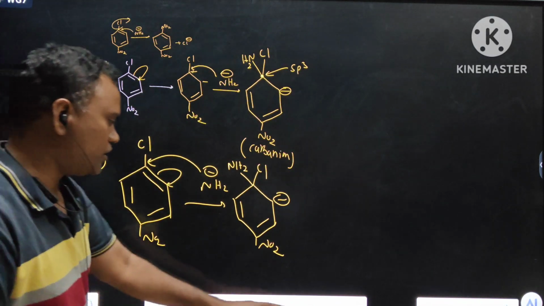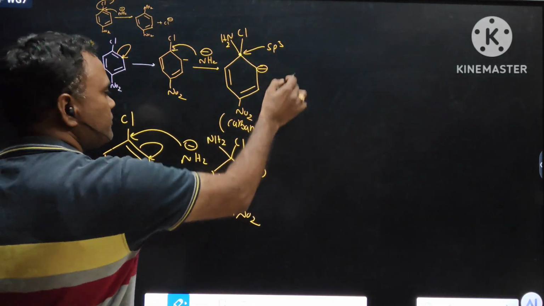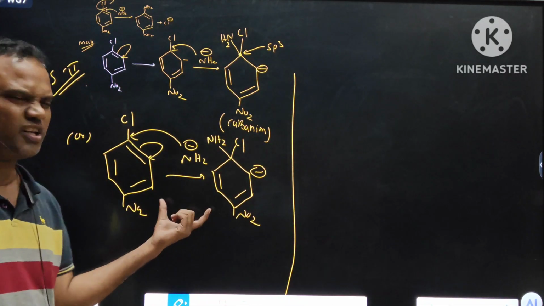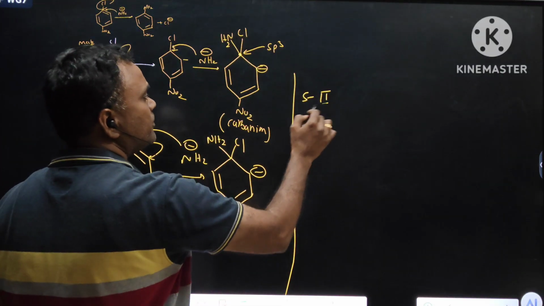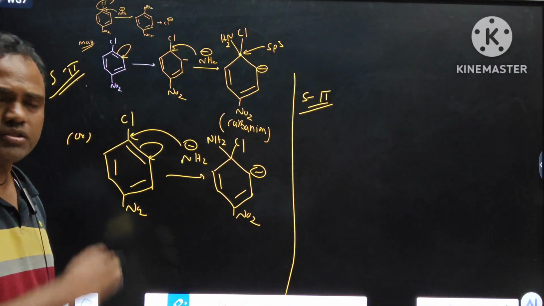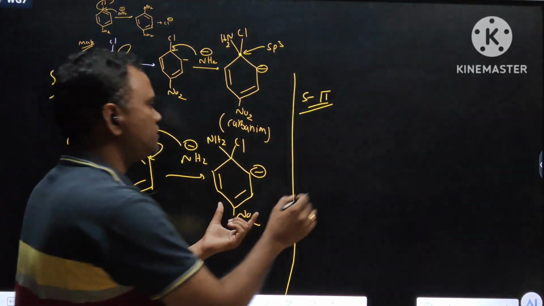In step 2, what happens? Step 2 is very easy. This is not a lengthy mechanism. This is one step only, a very small step. Another small step. Okay, not like aromatic electrophilic substitution reaction, that is lengthy. Now I am taking this intermediate.